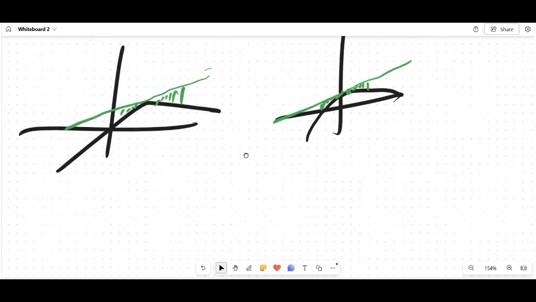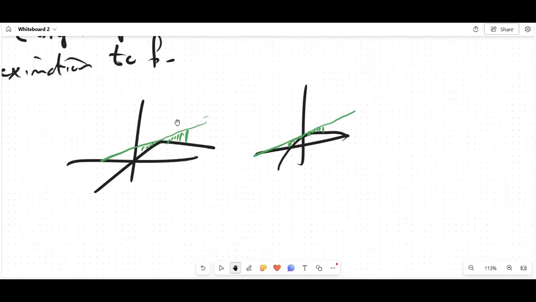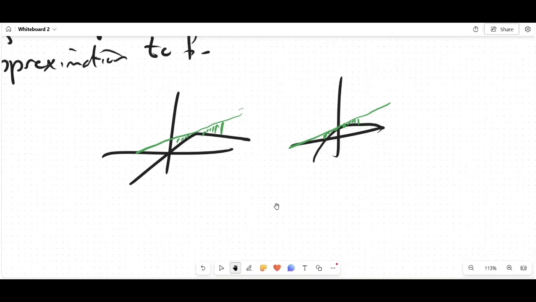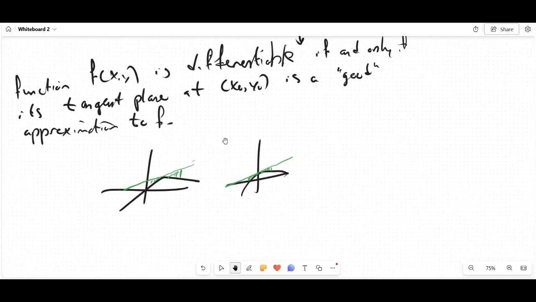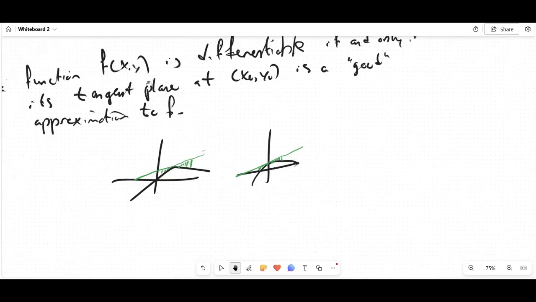I'm not going into the precise definitions using letters like epsilon and delta and limit, but there's a way of formally stating that the one with the corner is not good enough, and the one that's smooth is good enough. When you define differentiability for a function of one variable, the tangent line being a good approximation is good here, and this is bad. That's what it means for a function to be differentiable.